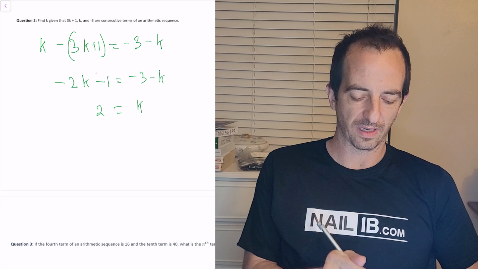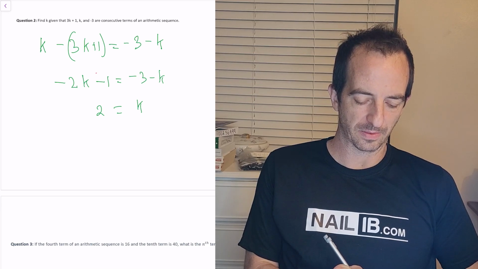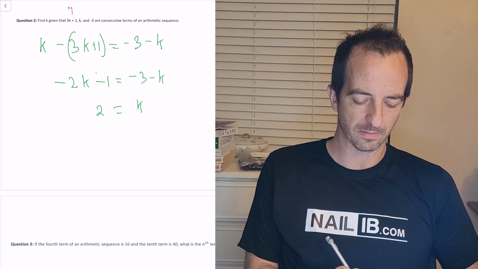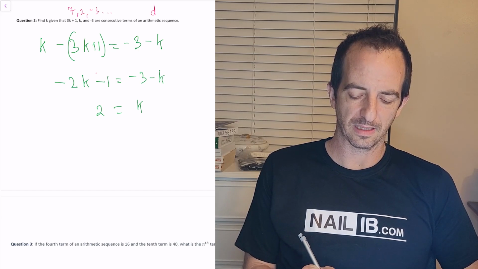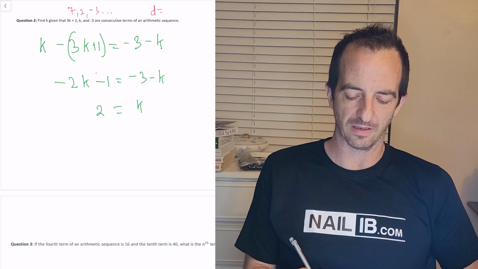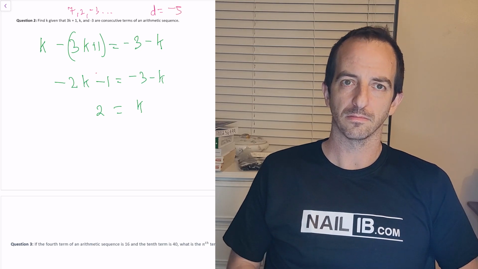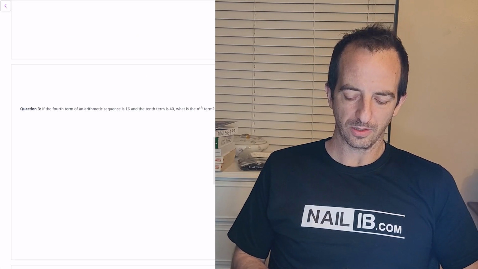So I plug in that 2 for k, and I get back 2 times 3 is 6, plus 1 is 7. And then here will be 2, and then here is negative 3. And then here we see that this does work because we have a common difference of negative 5. Great. Another question, question 3.